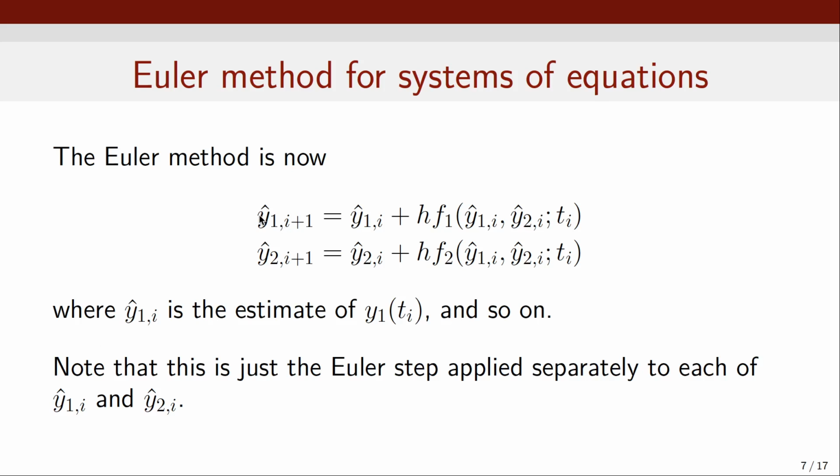And here our notation is that y1 at i plus 1 is simply the estimate of y1 at time i plus 1, and yi is simply y at time ti, and so on. Now, note that this is simply an Euler step applied separately to each of the components of the vector y.